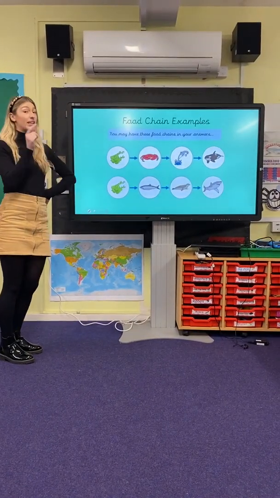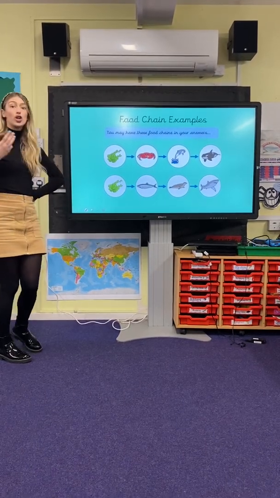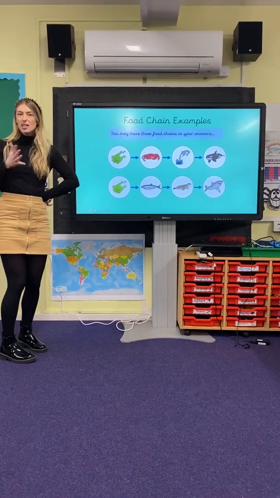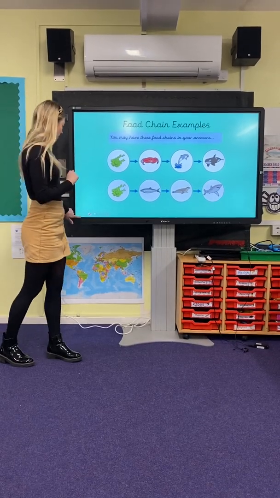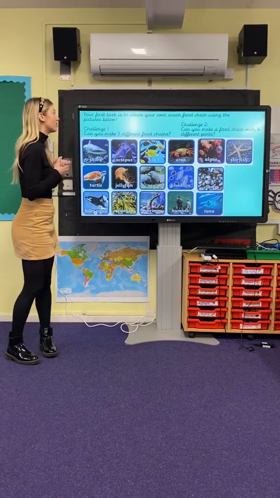You could also then think about labelling those with carnivore, herbivore, omnivore, consumers, producers, predator, prey. Okay, so there's lots of different labelling that we could get on there. Now, we're coming to your task, okay? So this is your job.